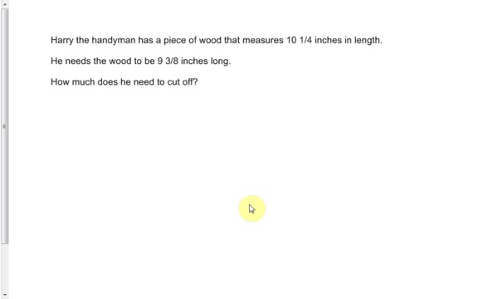Well, on one hand, Harry the handyman might just use a tape measure and measure 9 3/8 inches, but let's say he hadn't thought of that. So he's instead got to do a subtraction problem. So he's going to take 10 1/4 inches, and he's going to cut off some to be left with 9 3/8. So we have subtraction. We'll write the problem out now that we understand it.